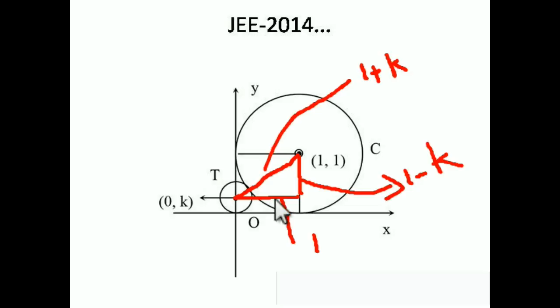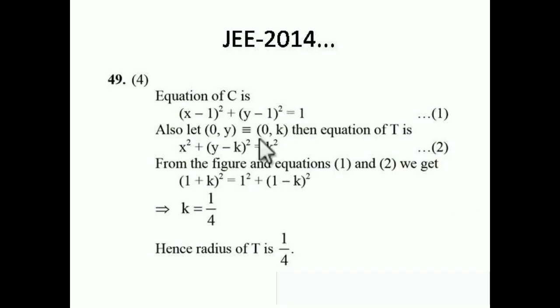Now let's do it. So first of all, the equation of the circle C is (x minus 1) whole square plus (y minus 1) whole square is equal to 1. We don't need to write these equations. See, by the diagram we can easily find the answer, but let's write it down. Also for (0, y), let's say it's (0, k), then the equation of T is x square plus (y minus k) whole square is equal to k square. This is the basic equation. Those who don't know, please go to the topic lecture of circles.